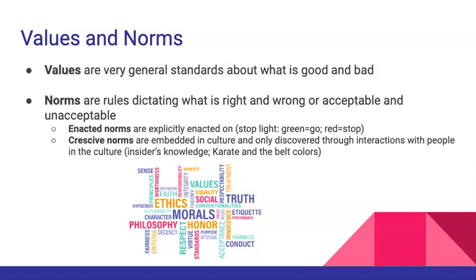There are two types of norms. There's enacted norms, which are explicitly enacted. So we all know when we pull up to the stoplight, green means go, red means stop, right?